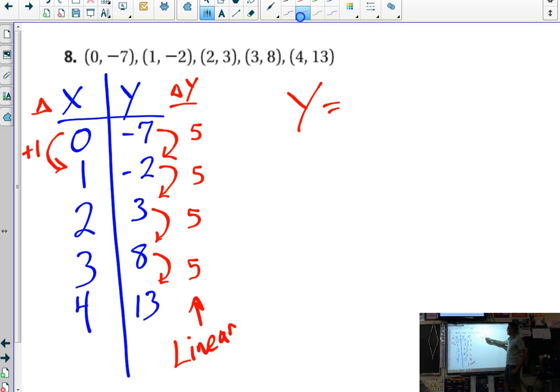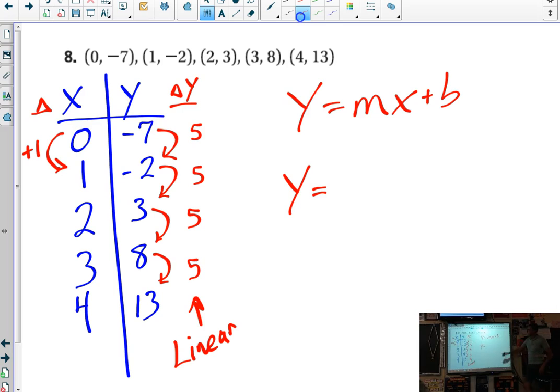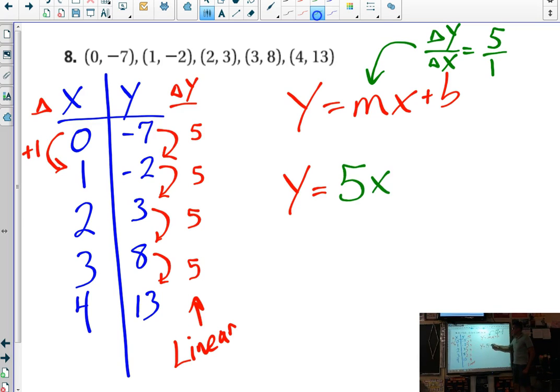So we know linear functions can be represented in the y = mx + b form. What do I now know? That m is 5. Your m can always be derived by your delta y over your delta x. Your change in y was 5 for every change in x of 1. This becomes 5x, but then I must also evaluate the b, which represents our y-intercept, and our y-intercept is found by looking at the point where x is 0.